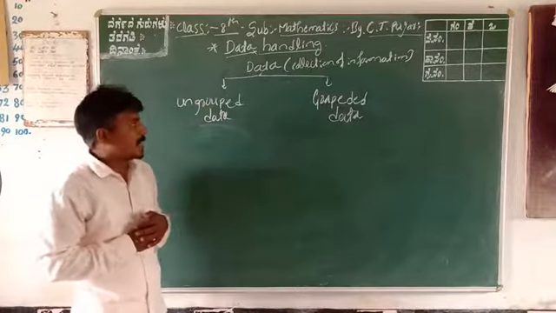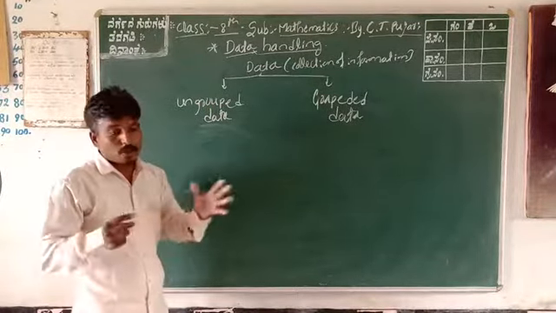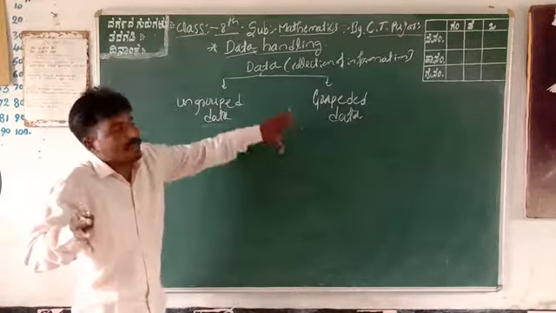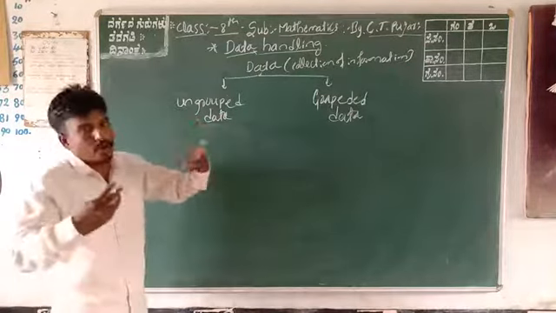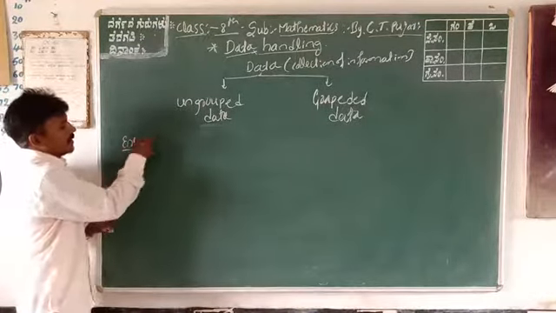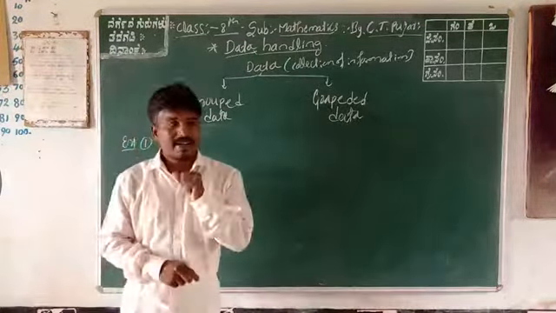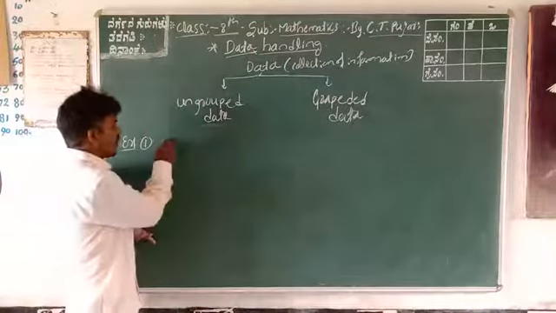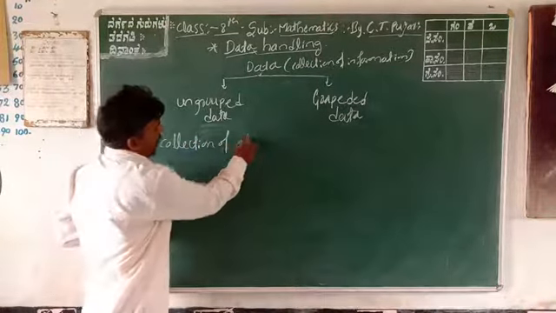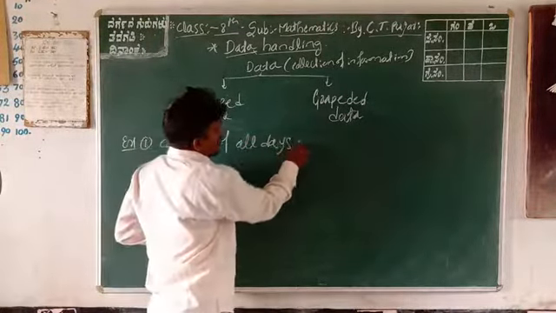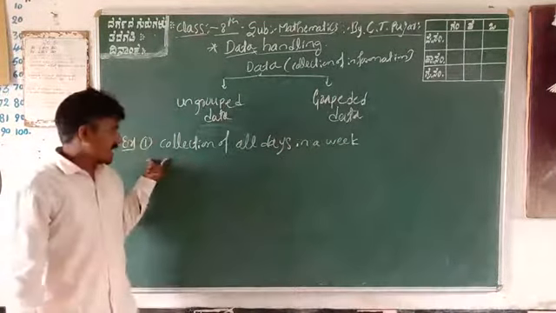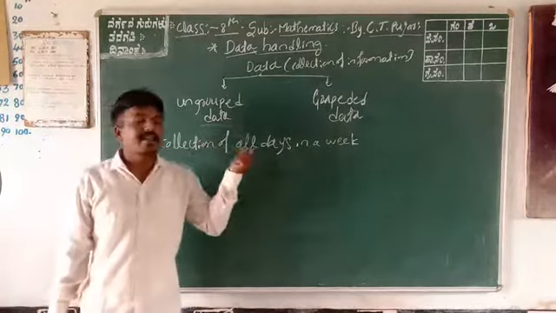Grouped data means the collection of information group-wise. You collect it in the form of groups. But ungrouped means it is not a group. For example number 1, the collection of information: one example is the collection of all days in a week.